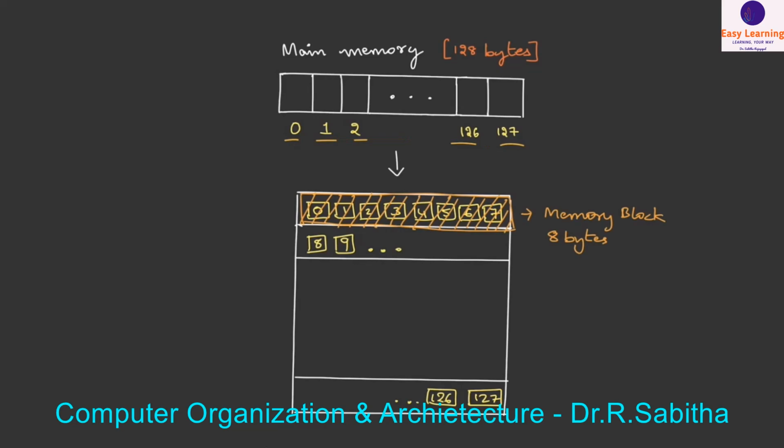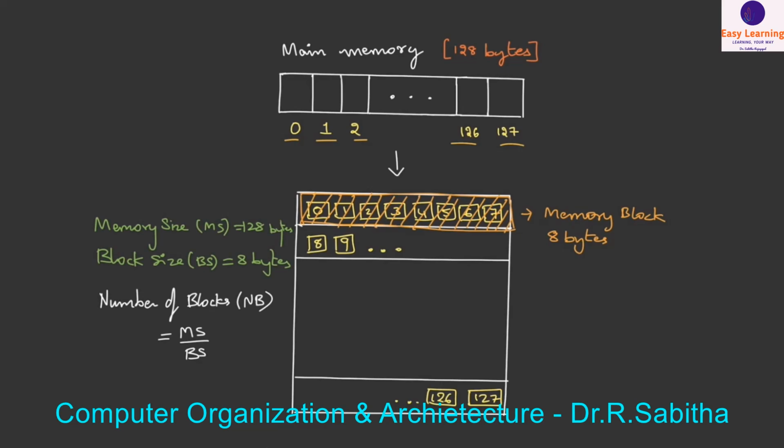So each is a block. Memory block is 8 bytes. So in each row you have 8 bytes. Totally we need 16 rows for representing this 128 bytes. We will see how it is being calculated.